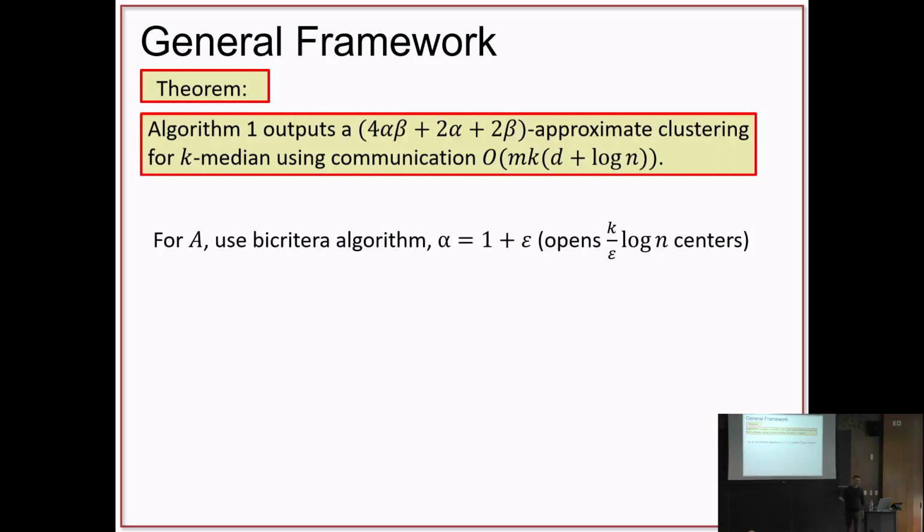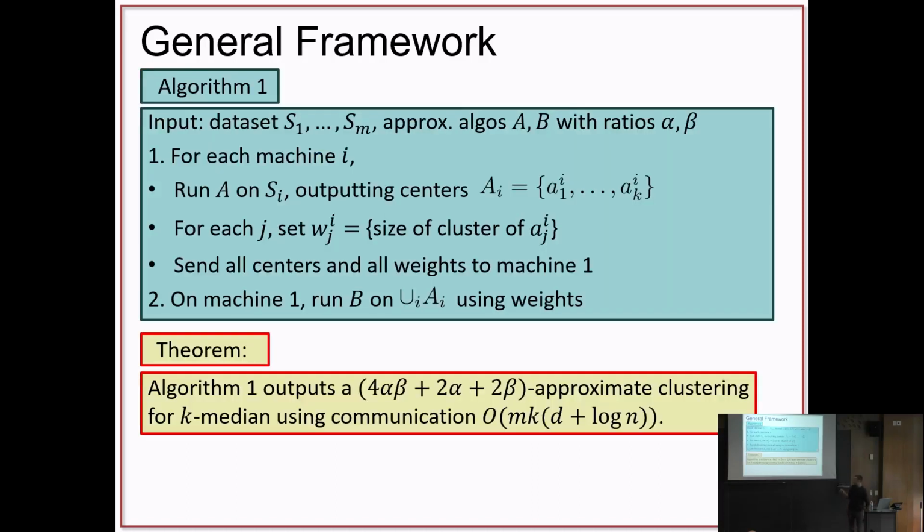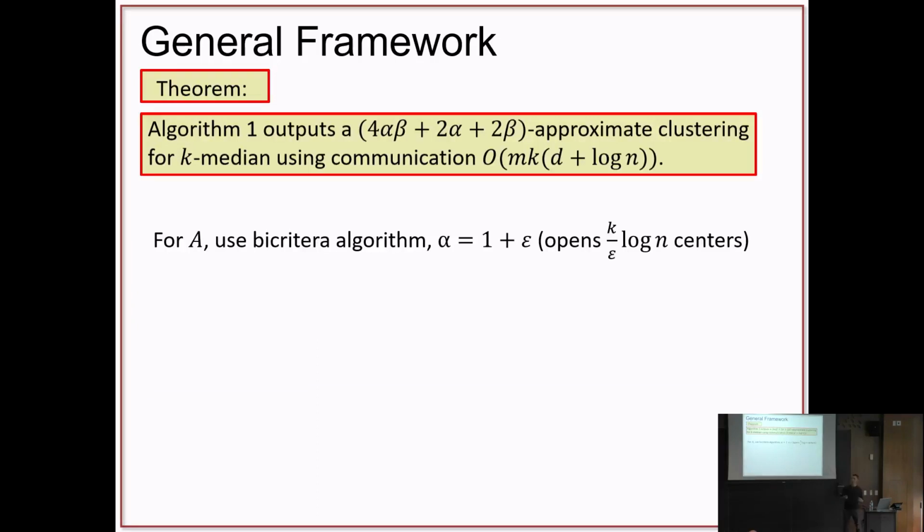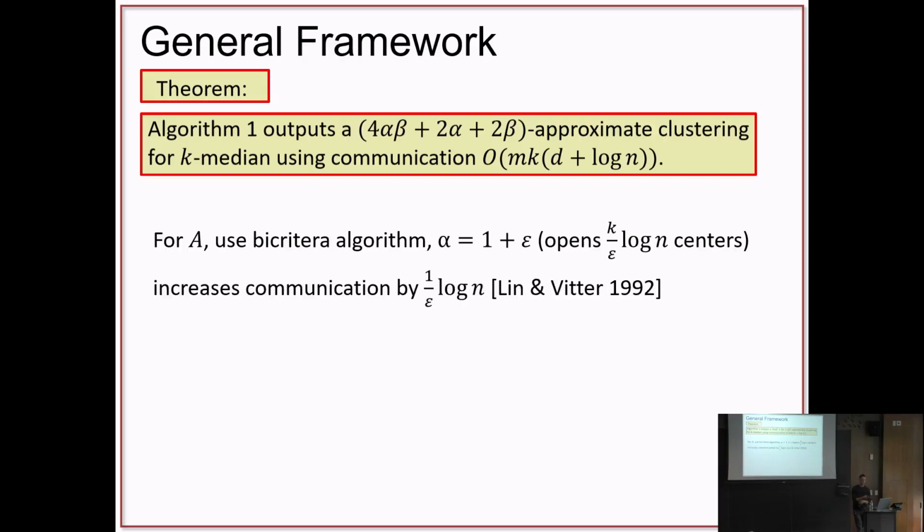Okay, so this is the reason we needed two different approximation algorithms. It actually helps us use a bi-criteria algorithm. So remember, the first algorithm, A, is going to be run on each of the individual machines' data sets, and then the second algorithm is going to be run overall on the centers. So for the clustering algorithms on the individual data sets, we're going to use a bi-criteria algorithm. And the reason we can do that is, by the way, we open up more than k centers and we get an approximation algorithm.